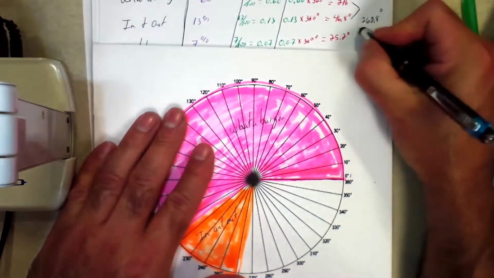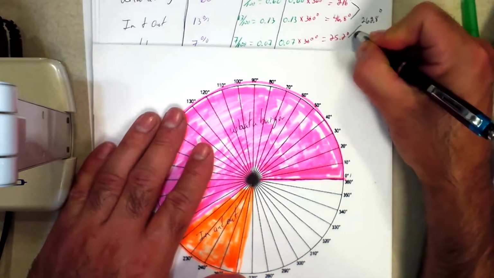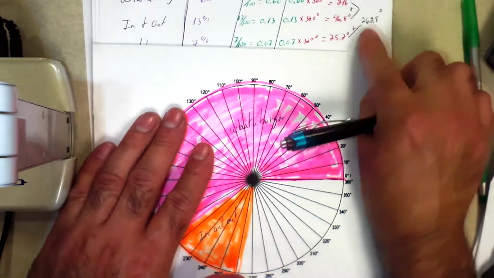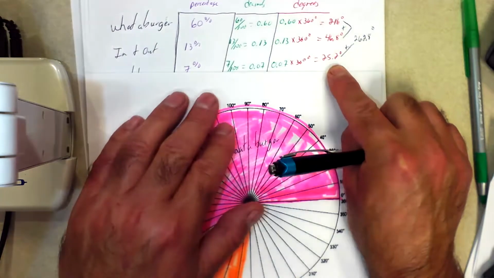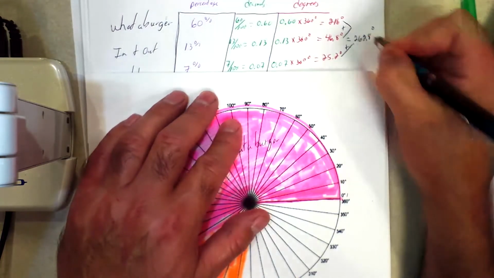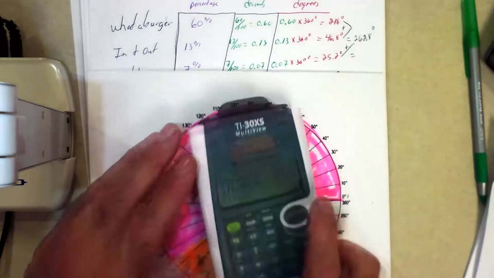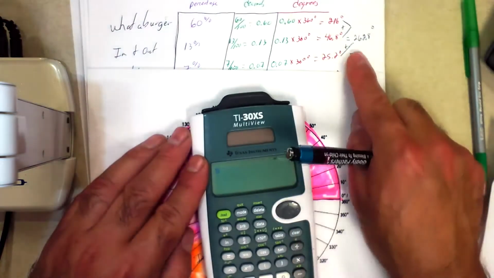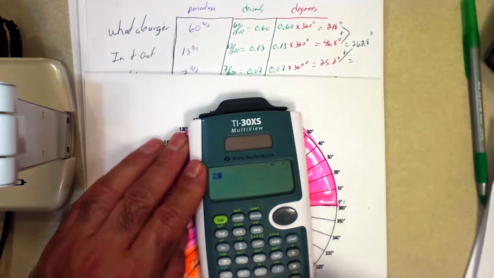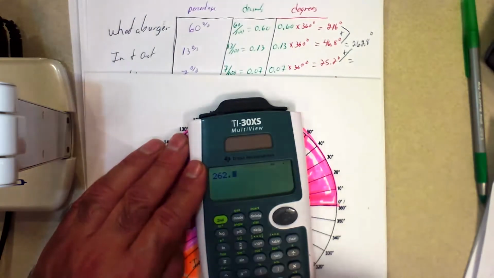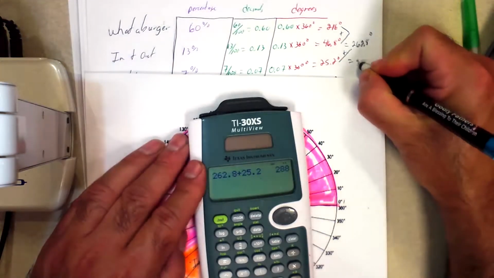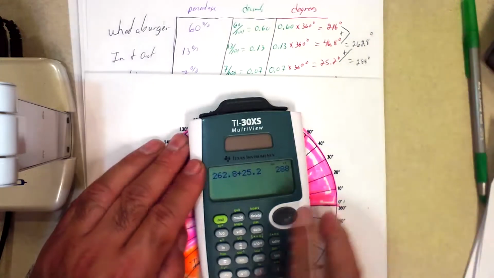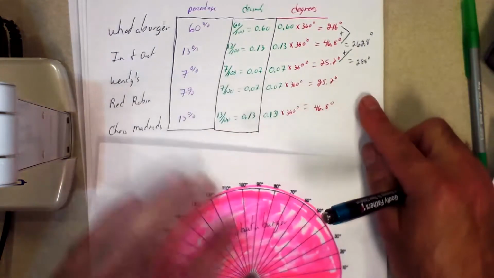So now you're going to add these two pieces. You're going to add 262.8 plus 25.2, and that's 288. So I'm going to go to 288.